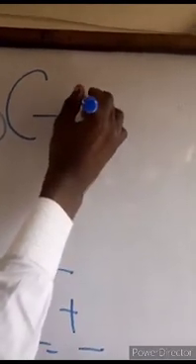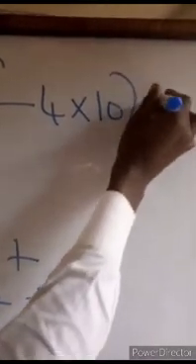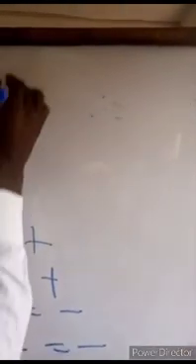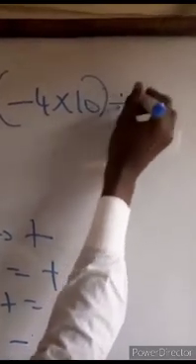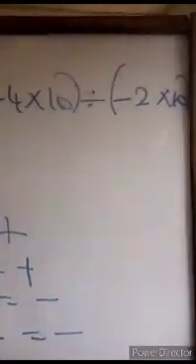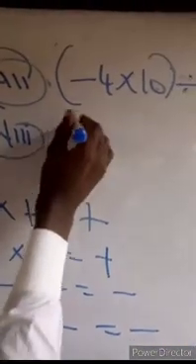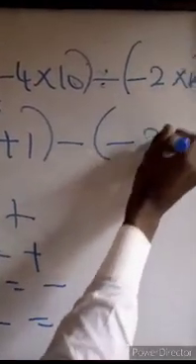Then the seventh one, we have bracket minus 4 times 10, divided by bracket minus 2, a division sign here, then also minus 2 times 10. Then also the last one, I would love to give you 8 questions for the day. We have bracket 1, minus, then 24.